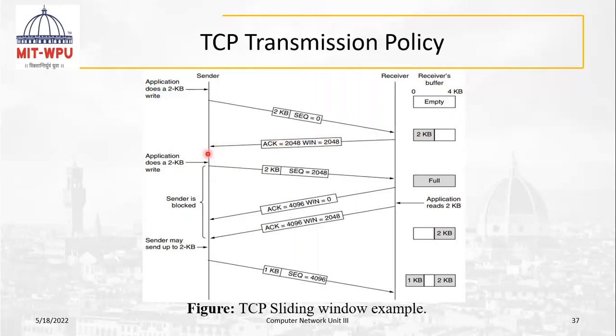Once you receive the acknowledgement from the receiver, the sender will come to know that it can only send 2 KB of data. It sends the 2 KB of data. When the receiver buffer is full, it sends a window size of 0 and acknowledges all 4 kilobytes of data. It has received both the packets and you are acknowledging all 4 kilobytes of data. But now you are sending window size 0.